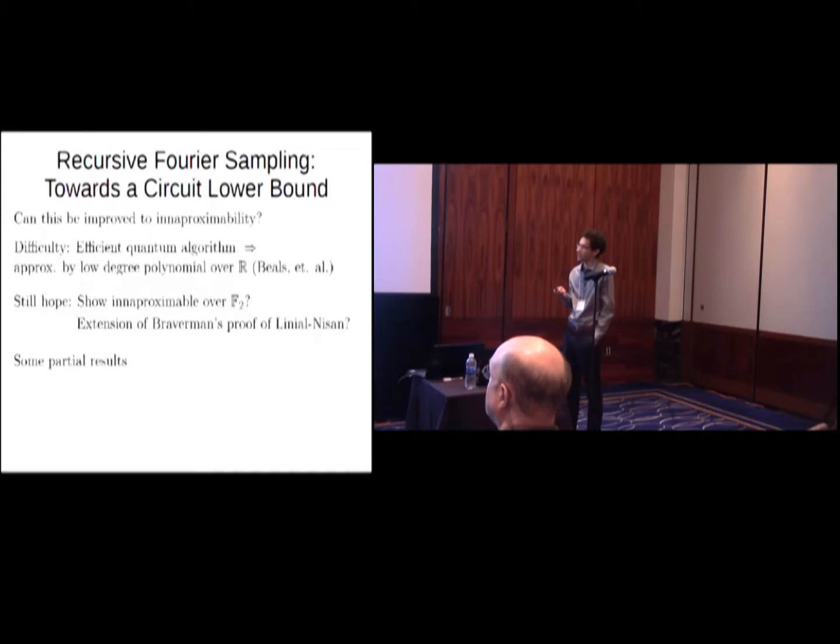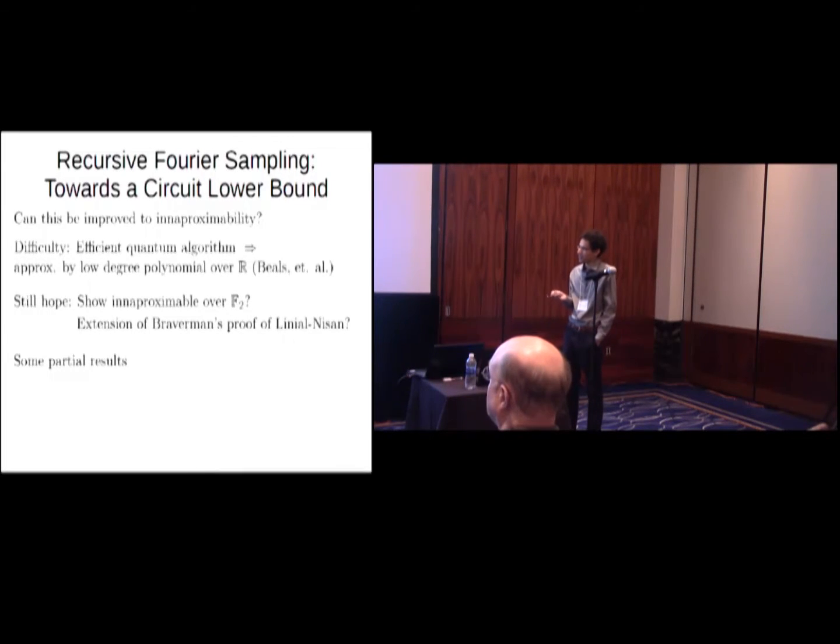The natural question then is, could this be improved to say an inapproximability result? The reason this is so hard, perhaps, is that the very fact that we have an efficient quantum algorithm for a certain problem implies the problem is approximable by a low-degree polynomial because of Beals et al.'s result. But on the other hand, this isn't a disaster. It could still be inapproximable over GF2, because, for example, the parity problem is trivially approximable over GF2. It's computable over GF2 by low-degree polynomials, but it is inapproximable over GF3. And this could be the same situation.